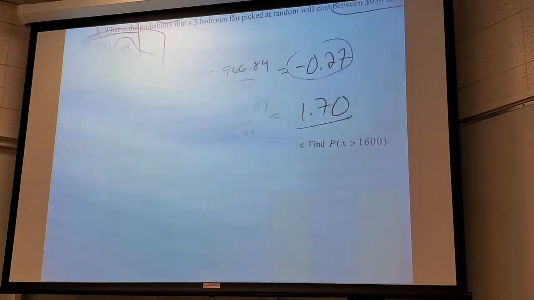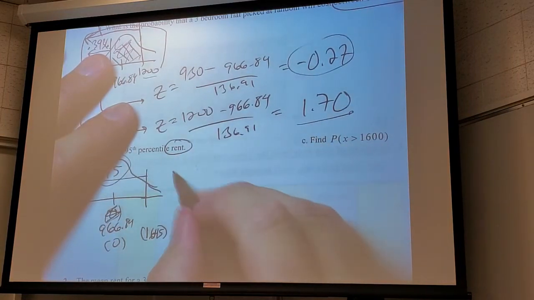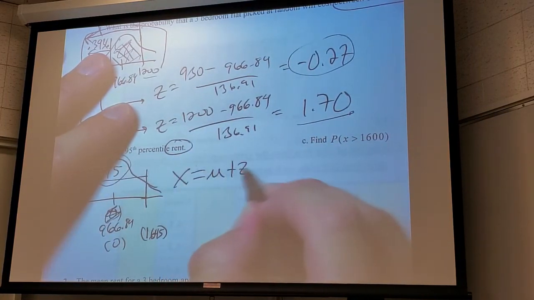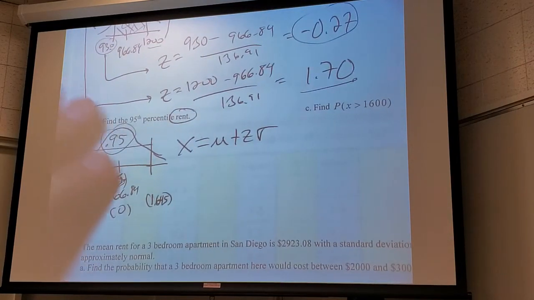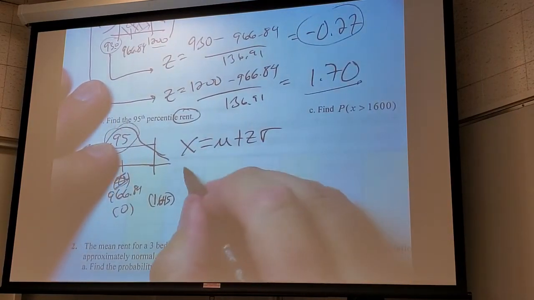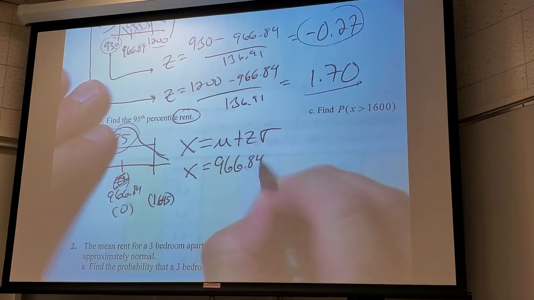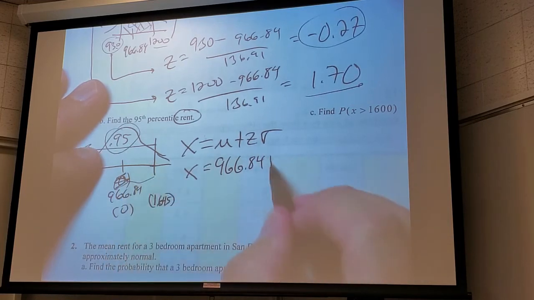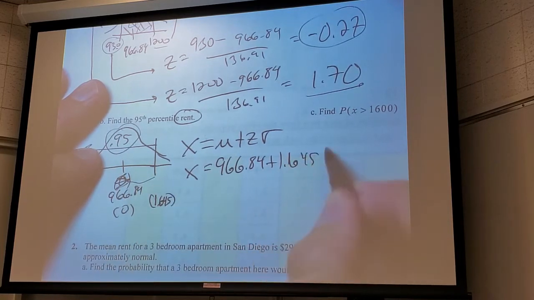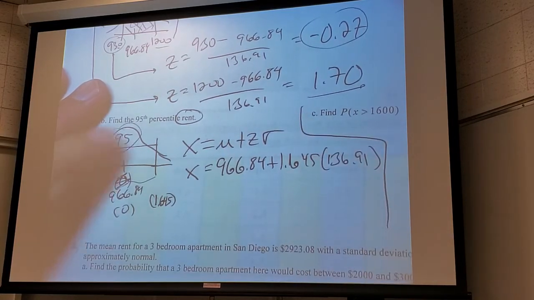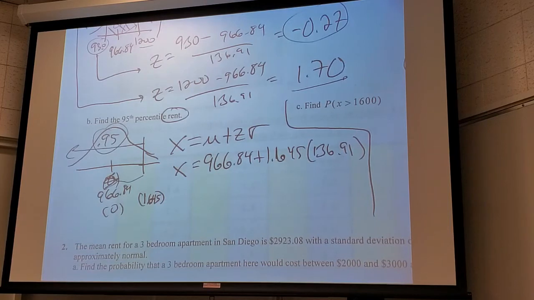Okay, now I can use the backwards formula, because I'm going backwards. To get the rent, which is X, I start at the mean. Let this make sense: if I start at the mean and I go up 1.645 steps, that is exactly what a Z-score means. It's the number of standard deviations from the mean to the data point. So how do I find the data point? Start at the mean, go that many standard deviations. That's why that formula makes complete sense.